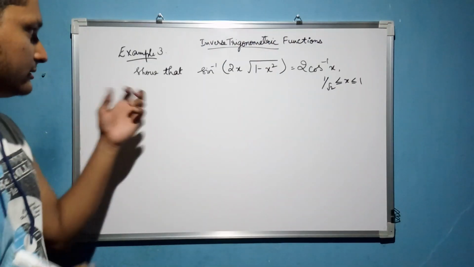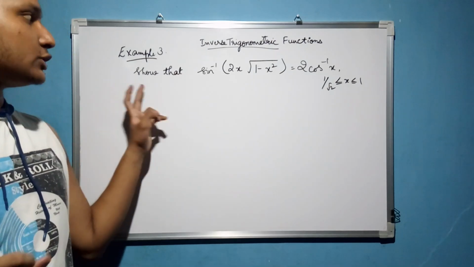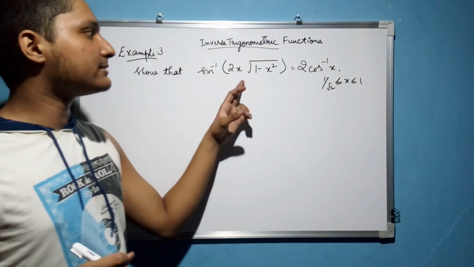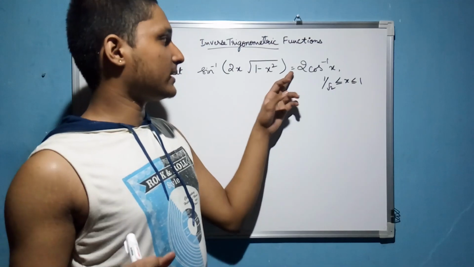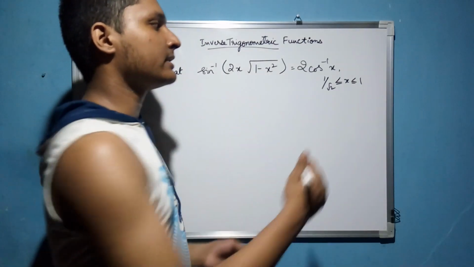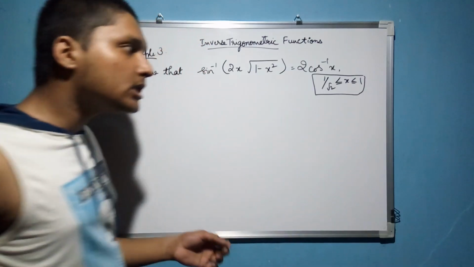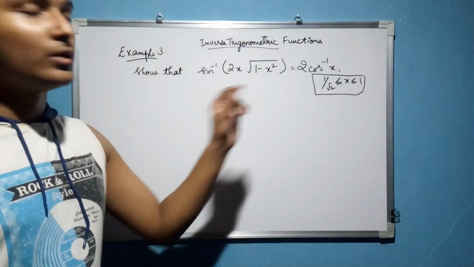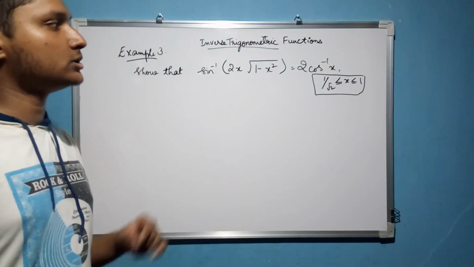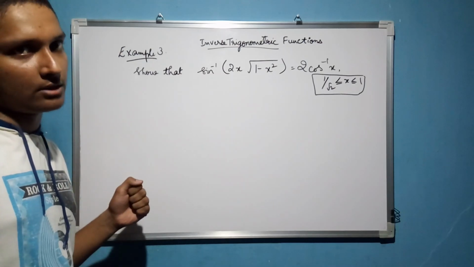Now we have an example 3. The second part of that, you need to show that sine inverse of 2x by root of 1 minus x square is equal to 2 cos inverse x, under the condition that x is in between 1 by root 2 and 1. So this is how it is going to be now.